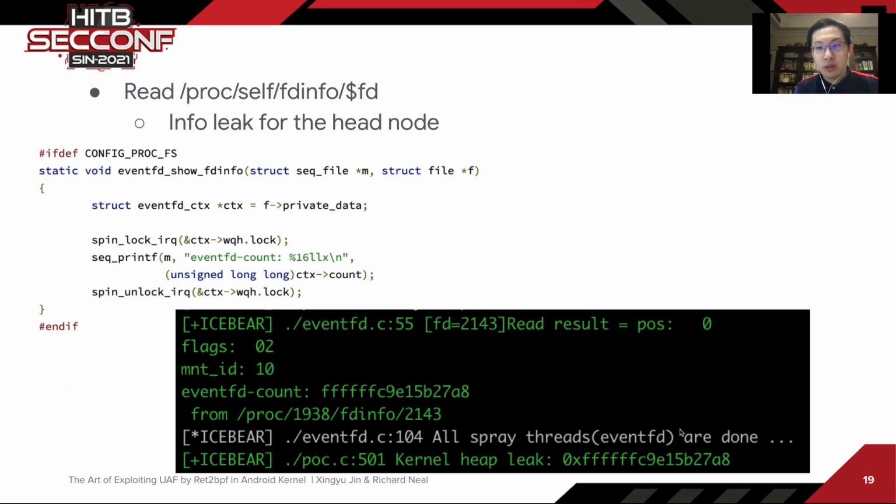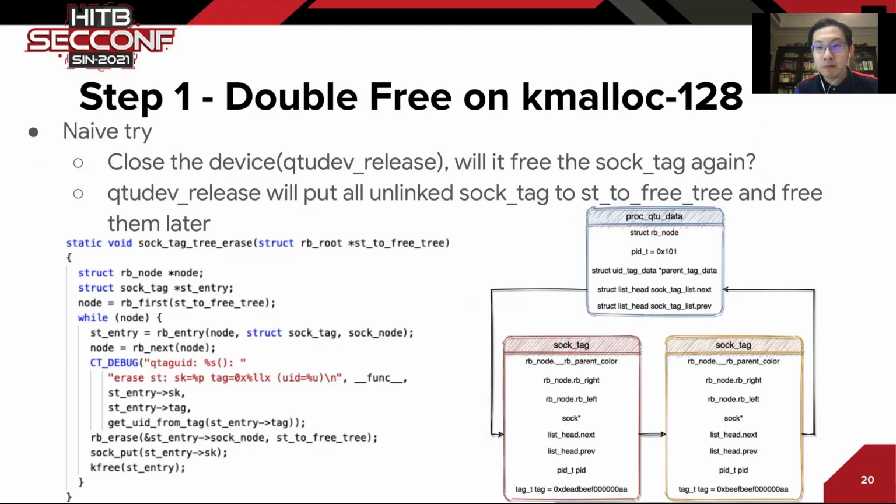Now we will talk about how to convert the heap address information leak into a special double free in the Android kernel. Basically, a very naive idea to get a double free is to grab two identical socket tags, so the kernel will eventually unlink all the tags and free all of them. So you might get a very nice double free primitive, but obviously the kernel crashed because there are several security checks.